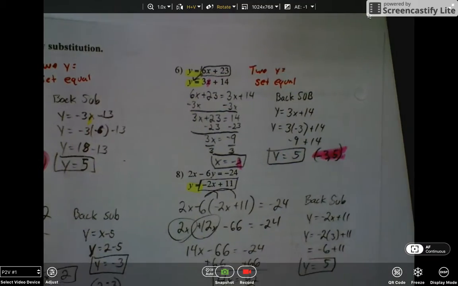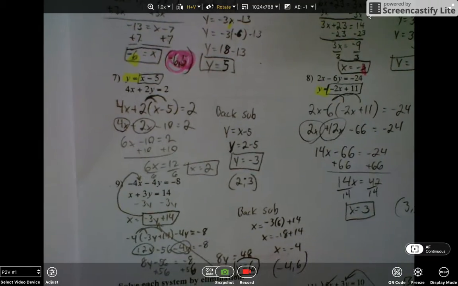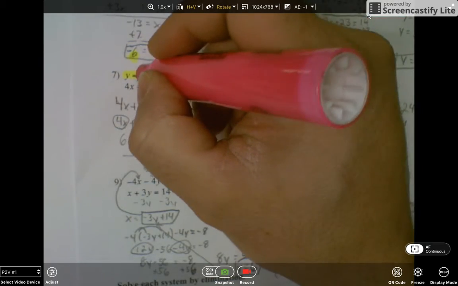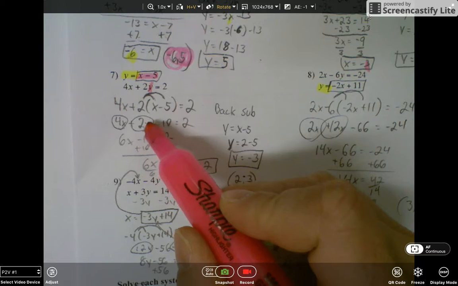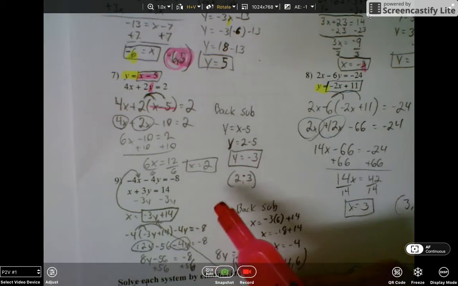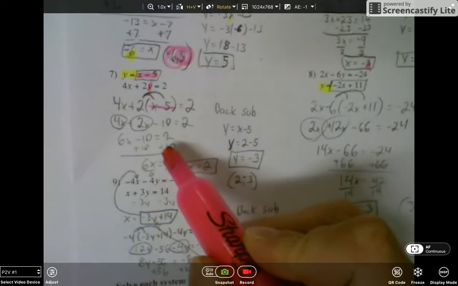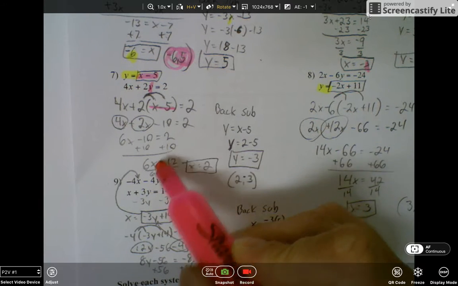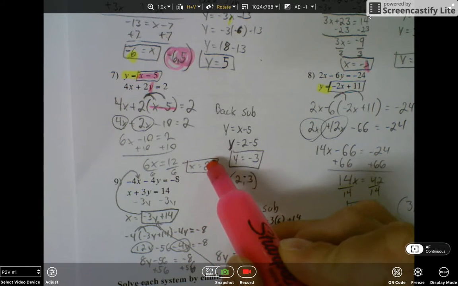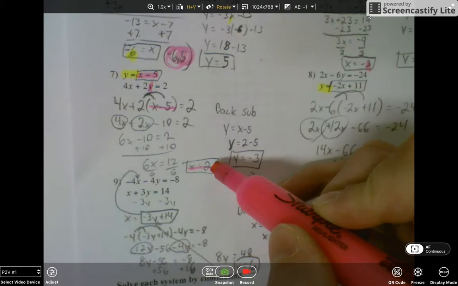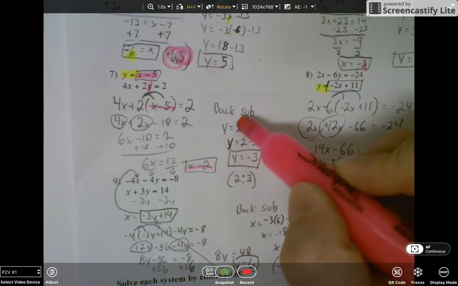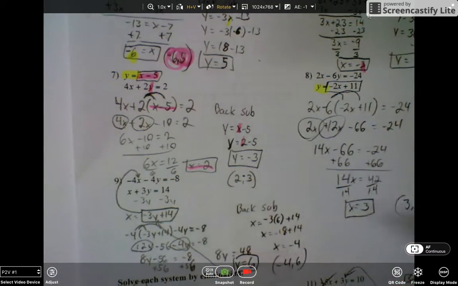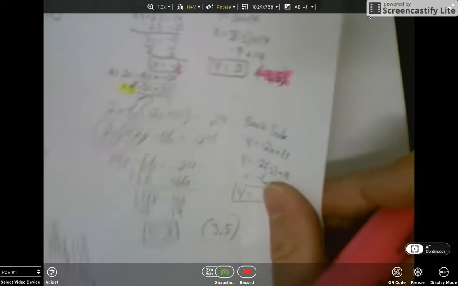Moving on, number 7. Here they're a little bit more difficult, so I'm going to take what my y equals equation gives me, and I'm going to substitute it here for y. Then now it becomes here. So now I distribute 2x minus 10. And after I distribute, I add 10 and divide by 6, and I get x equals 2. I'm going to back sub that 2 into my y equals equation. So right here, 2 minus 5 is -3. That is my solution. Number 8, same thing, different problem.